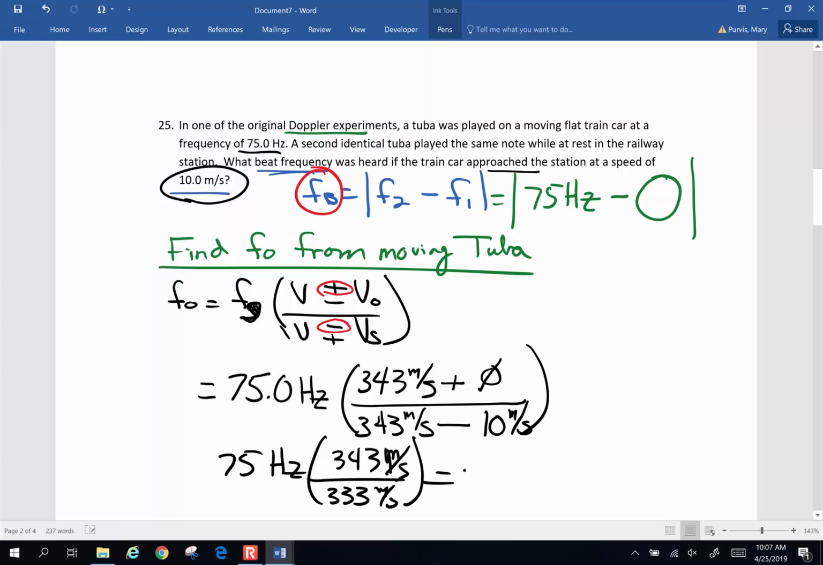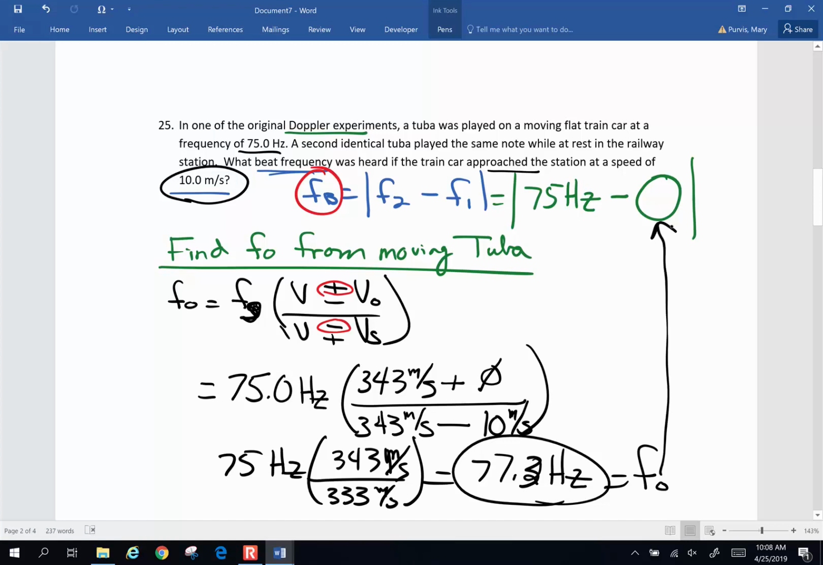And let's do the math, see what we get. 343 divided by 333 times 75. I end up with 77.2, round it off to 77.3 hertz. If I want to keep it to 3 significant digits, that is going to be the frequency that is observed. I can then take that, push that back up in here to 77.3 hertz, and now I can calculate beat frequency.